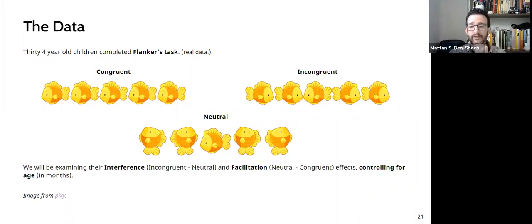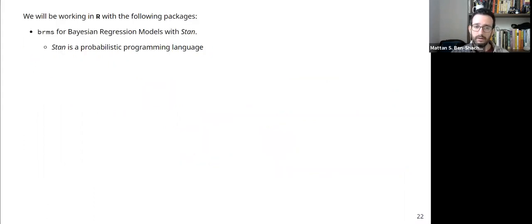We will be examining the interference effect, which is the difference between the incongruent and neutral conditions, and the facilitation effect, which is the difference between the neutral and congruent conditions, while controlling for age. So these kids came into the lab over an extended period of time, and they're not all exactly the same age, so we will be controlling for age in our model. We will be doing all of this in R.